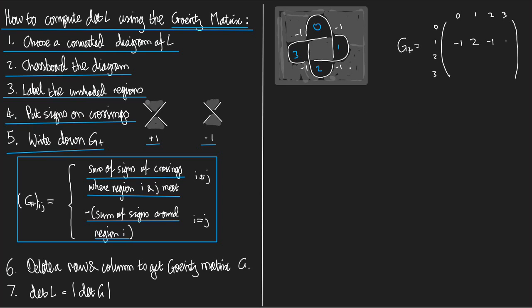Well, I look at all the crossings where region 1 meets region 3. Here's region 1, here's region 3. They don't meet anywhere. So the sum of those signs, the sum of no things, is 0. There.